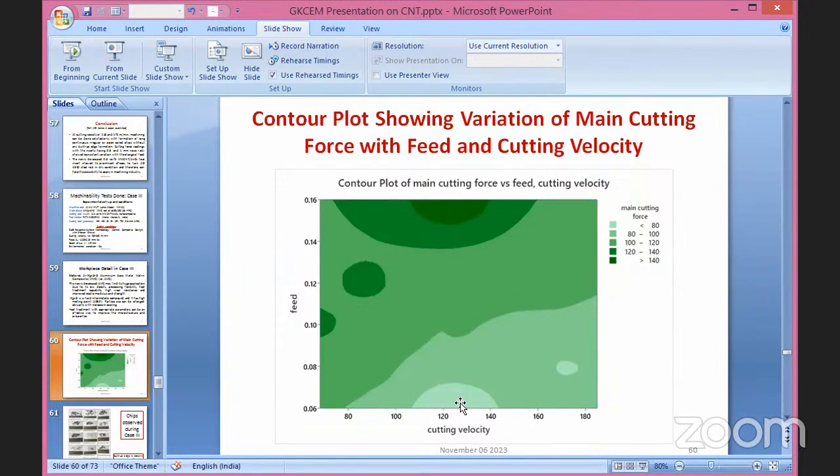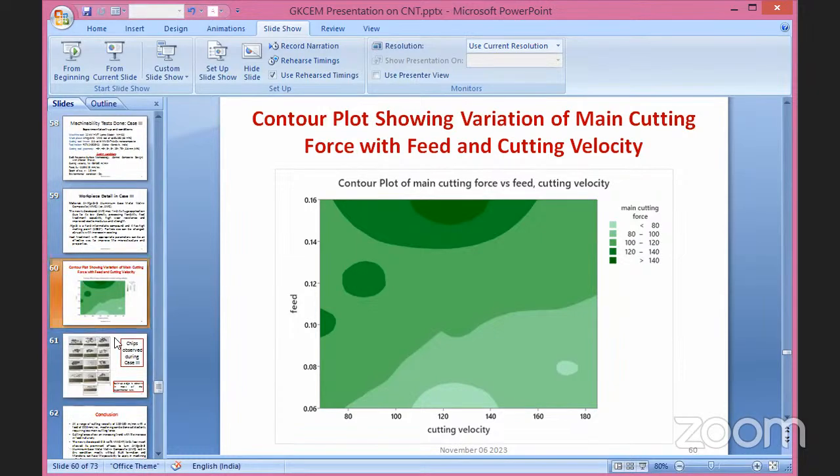So you can easily find that this very light green region corresponds to the lowest main cutting force requirement region. It is natural that at a low feed and a moderate cutting velocity, you get this particular region where less force, energy and power will be required. But as it is the lowest feed, your productivity is somewhat less. But for finish turning, you can use this particular condition.